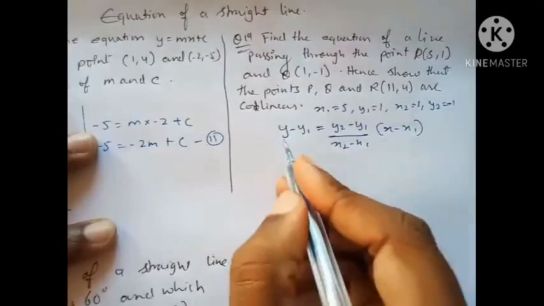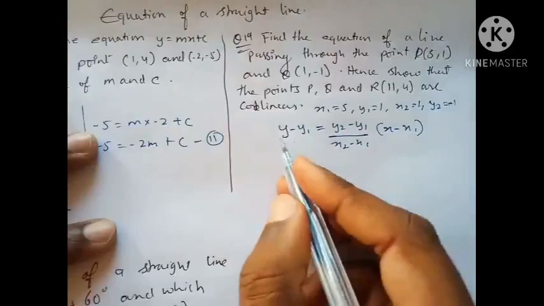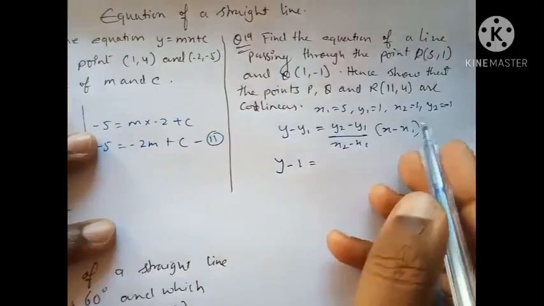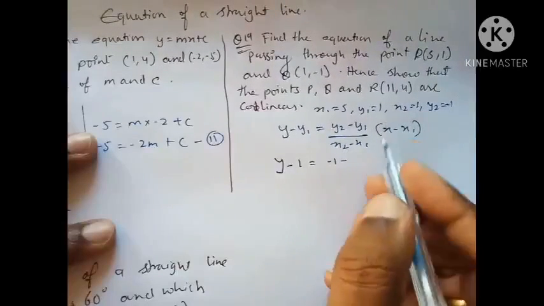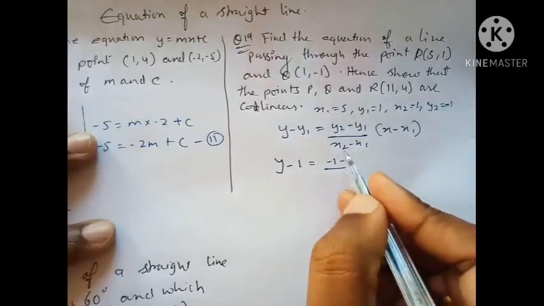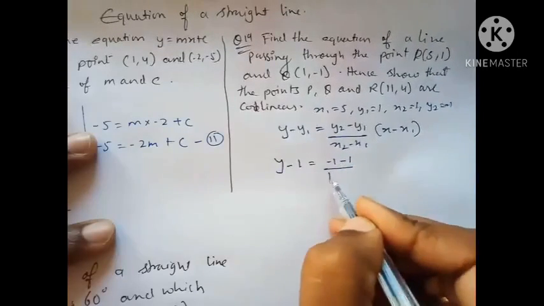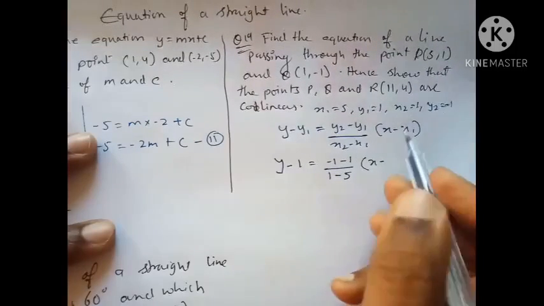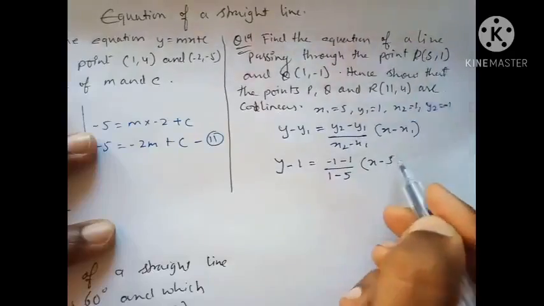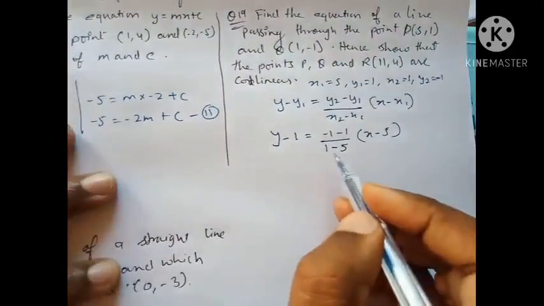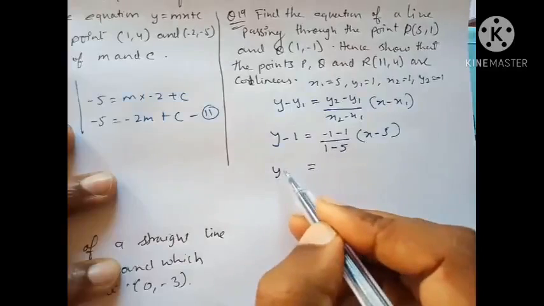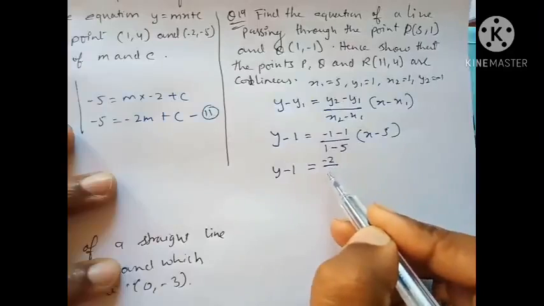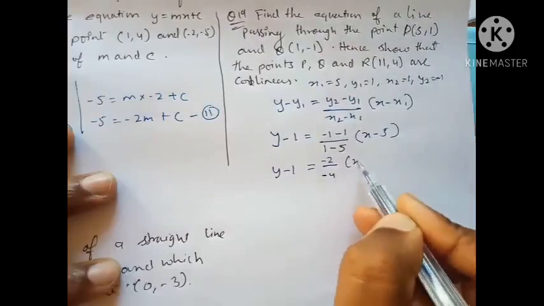For your information, I don't have x and y values, because I have to make an equation of a line, so I have to leave x and y. Y minus y1, which is 1, equals y2, which is minus 1, minus y1, that is 1, upon x2, which is 1, minus x1, which is 5, times x minus x1, where x1 is 5. Now I'll put the values. So this becomes y minus 1 equals 1 minus 2 upon... this is going to be minus 4, times x minus 5.